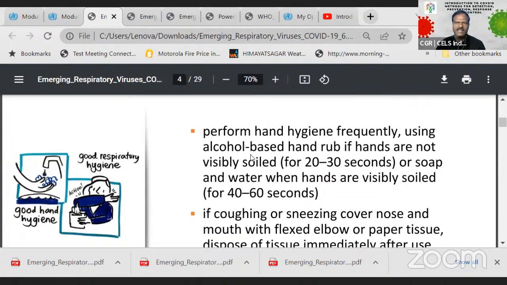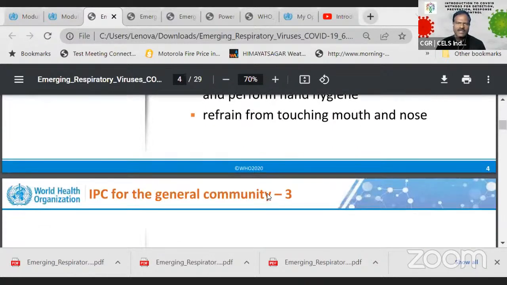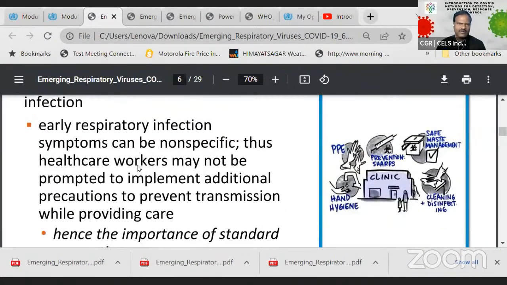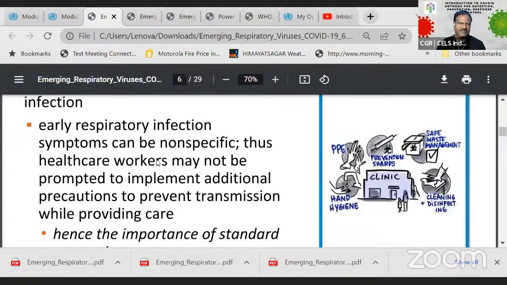Then cleaning your hands, hygiene, alcohol-based, because that can sanitize properly, soap and water. Coughing and sneezing, what to do, how to do. Okay. And refrain from touching mouth and nose. Individuals with respiratory symptoms should wear a medical mask and seek medical care if they have fever, cough, and difficulty in breathing and all that. Healthcare workers may be at risk. Again, they have to take care.